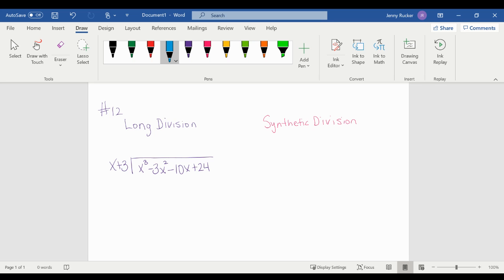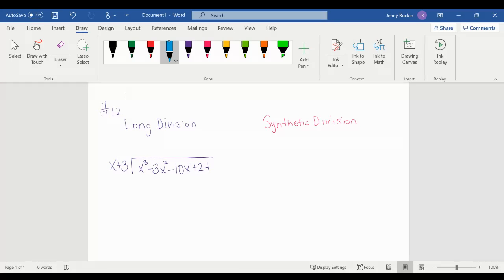We can solve problem number 12 using long division or synthetic division. Let's take a look at long division first. We have our problem set up, and our first job is to determine what I can multiply this x in x plus 3 by to get the first term of our radicand.